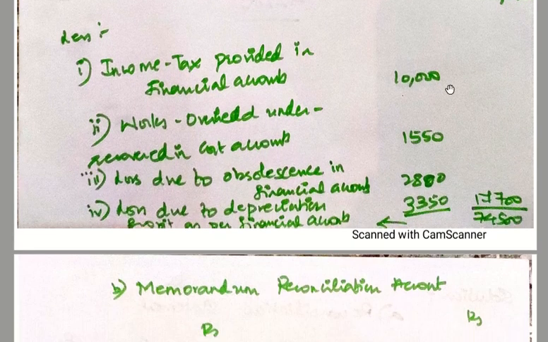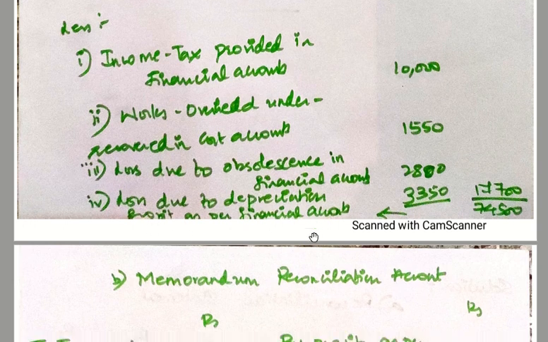Now you will minus all the expenses which are included in financial accounts and the under absorption of overheads. So income tax provided in financial accounts 10,000, works overheads under recovered in cost account 1,550, loss due to obsolescence in financial accounts 2,800, loss due to depreciation 3,350. So the total you get is 17,700. So when you minus it, you get 74,500, which is equal to your profit as per financial account.